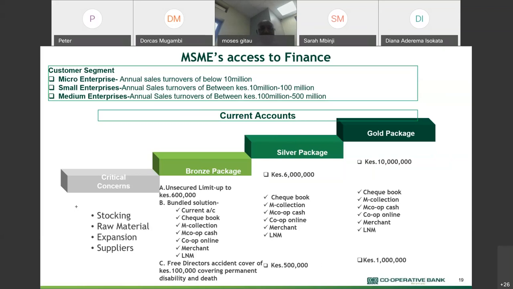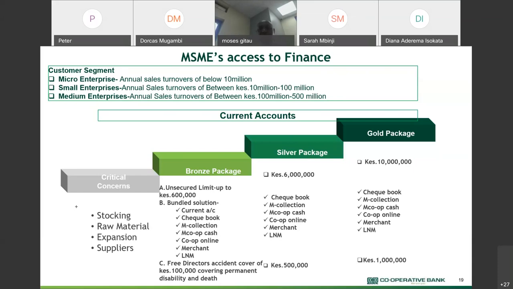But there is always an entry point in every banking relationship, which is more important now, and I will take us through it. The entry point for those who are not banking with us is how you access financing as an MSME. You need to have what we call an MSME package account, and this is packaged into three packages.